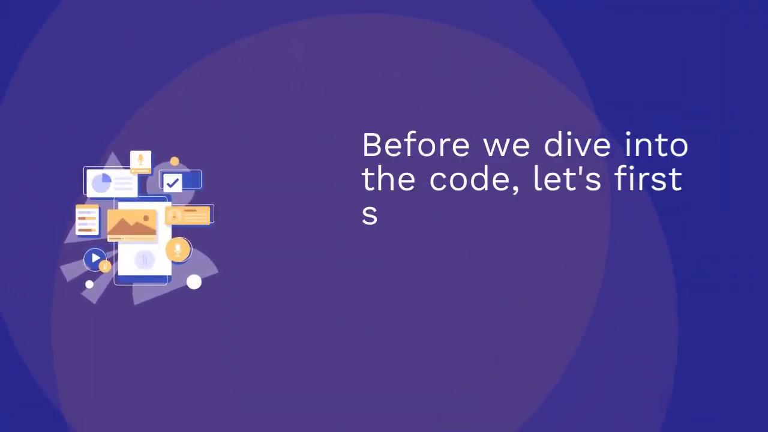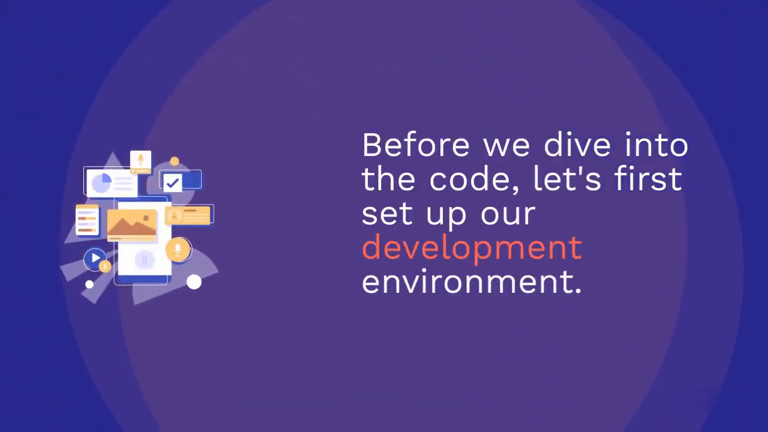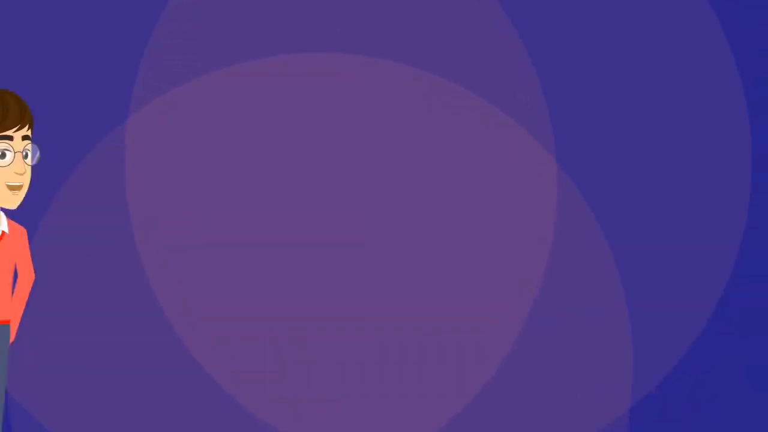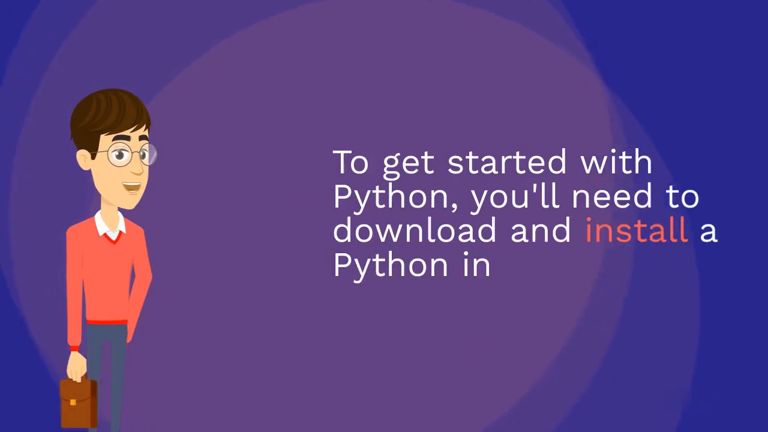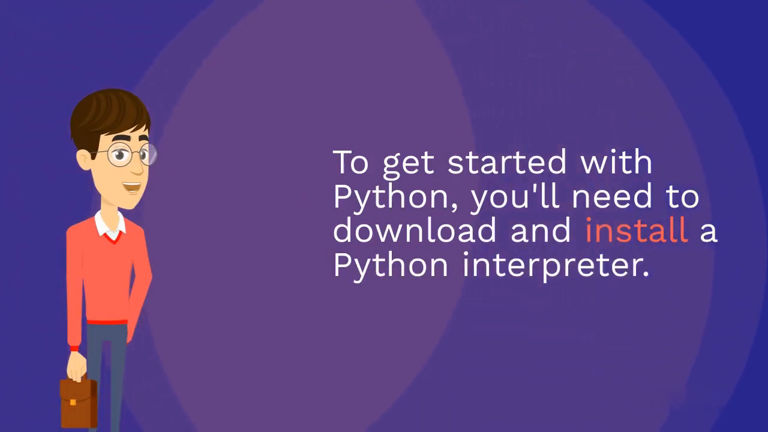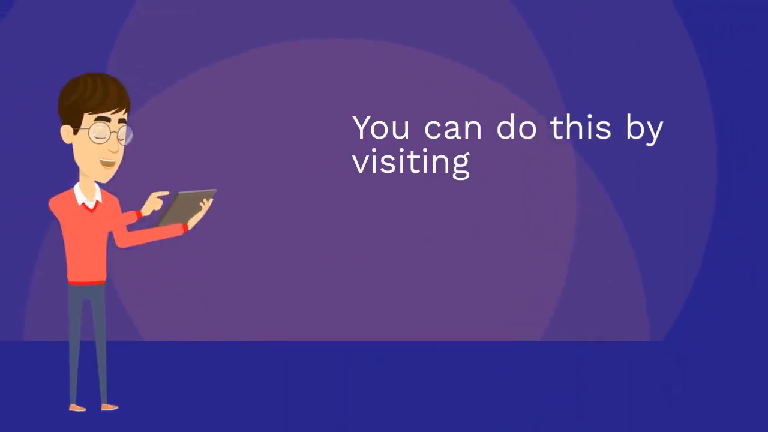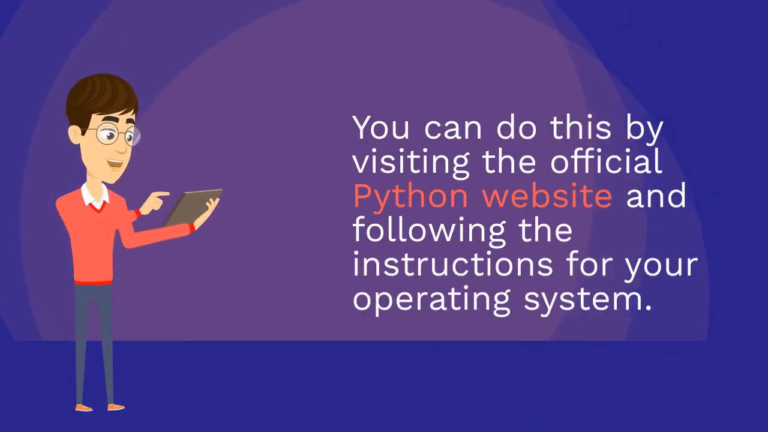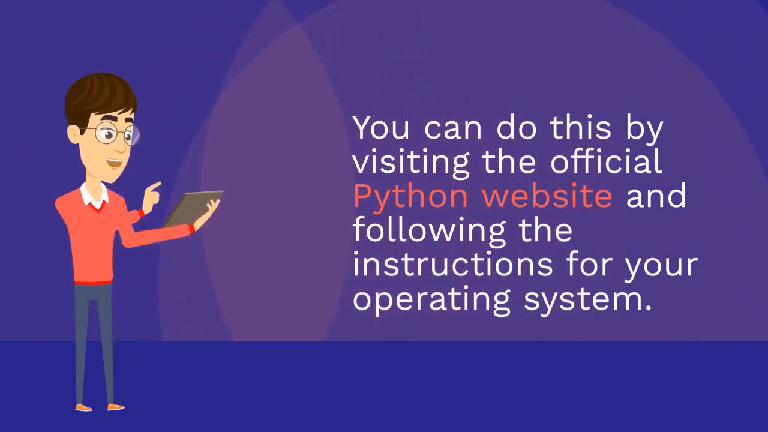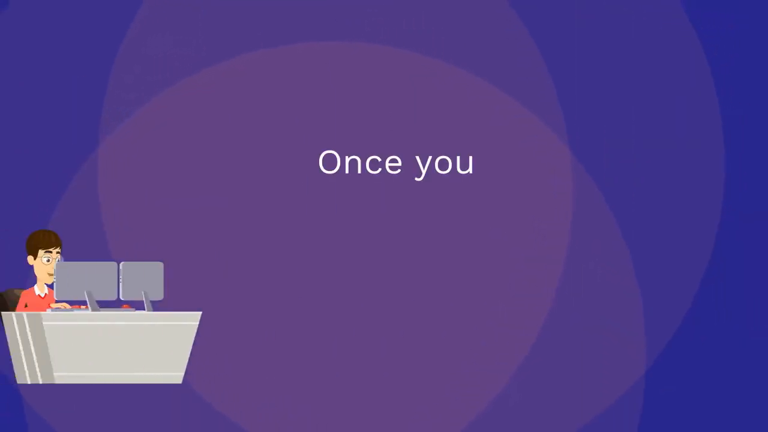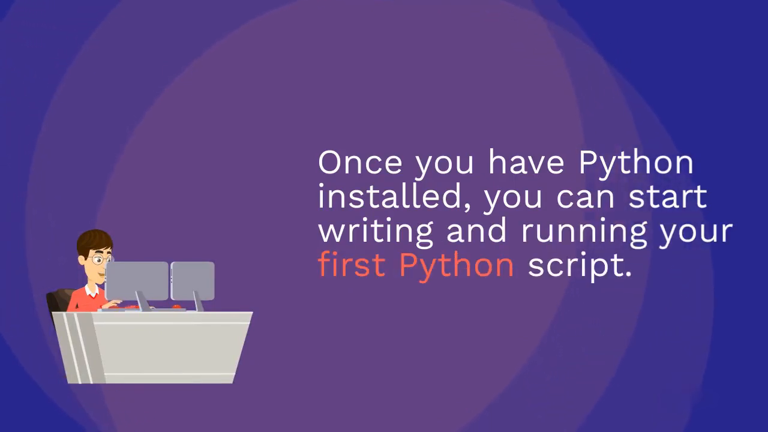Before we dive into the code, let's first set up our development environment. To get started with Python, you'll need to download and install a Python interpreter. You can do this by visiting the official Python website and following the instructions for your operating system. Once you have Python installed, you can start writing and running your first Python script.